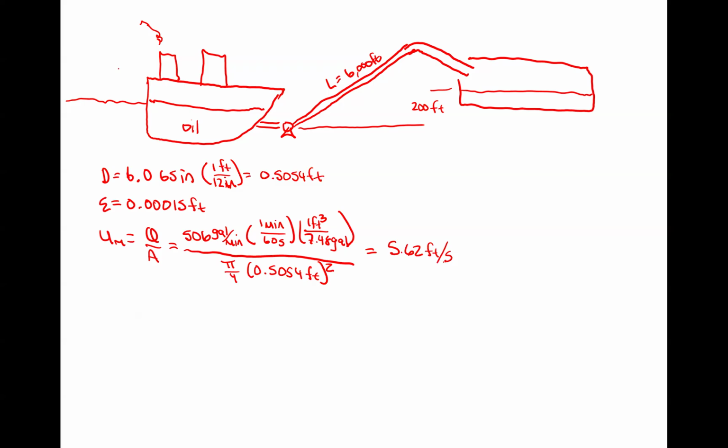The second step after this is calculating our epsilon over D, and I have this already in the right units. So I can just do the division between these two, and that gives me 0.000297.